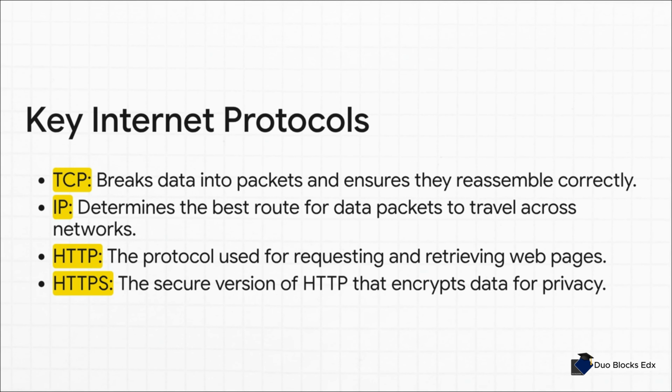TCP is the part that breaks the data into numbered packets, and on the other end, it double-checks to make sure every single packet arrives safely, and puts them back in the correct order. The IP part is like the GPS for each of those little packets, finding the most efficient route for it to take. And then on top of that, you have HTTP. That's the protocol that's actually the language of the request itself, asking the server to get a file. And HTTPS? That's just the secure version, where everything is sent in a locked, encrypted box.